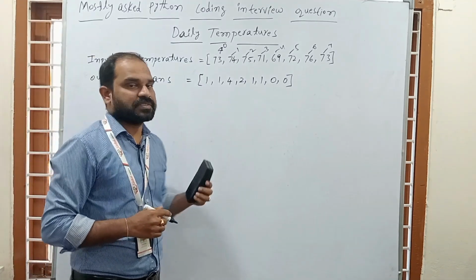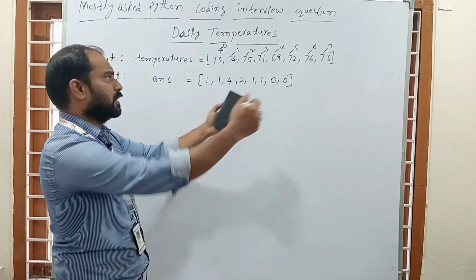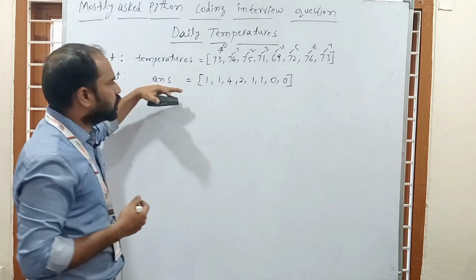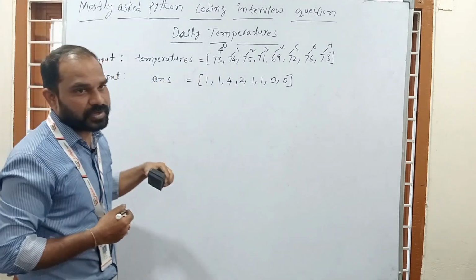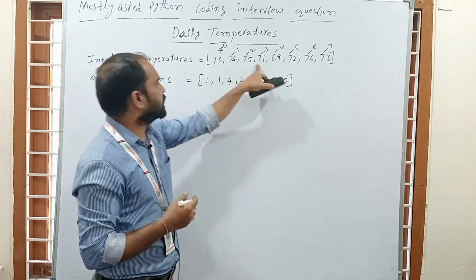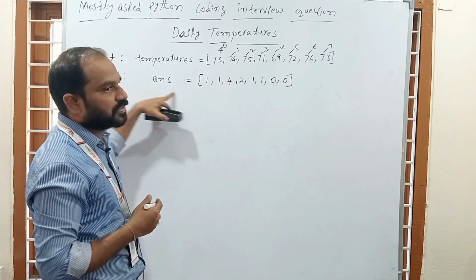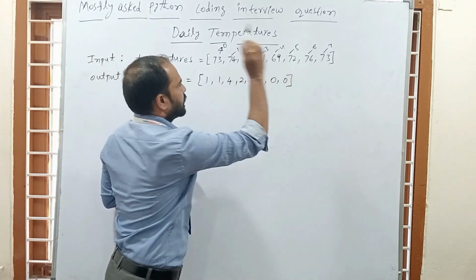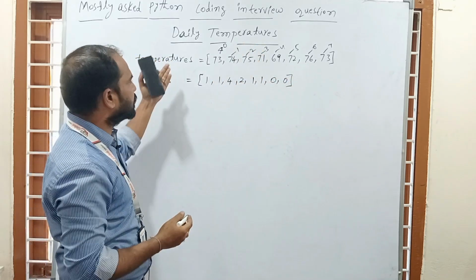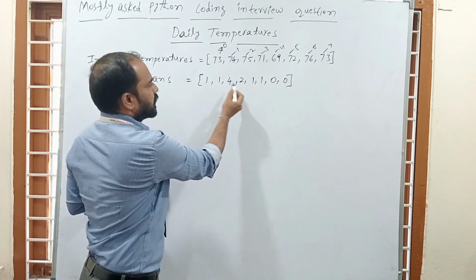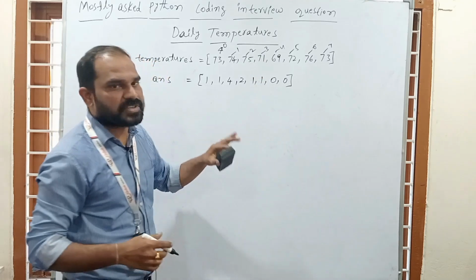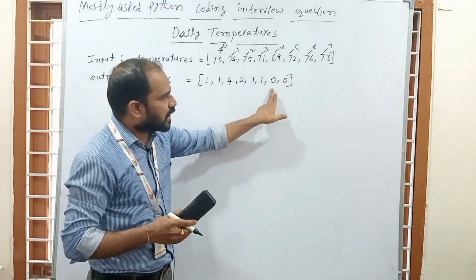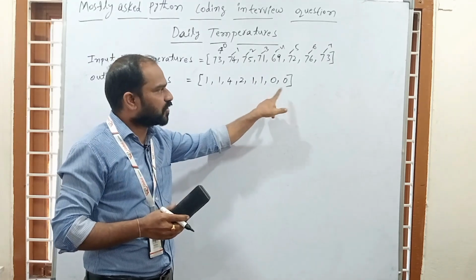So how to achieve this? To achieve this, see here how many elements there are in the input array. Those many elements should be there in the output array. You observe the length of this temperatures is equivalent to the length of the answers, right? So you count 1, 2, 3, 4, 5, 6, 7, 8. So 8 elements are there in the input list, and 1, 2, 3, 4, 5, 6, 7, 8, 8 elements are there in the output list. See, the length should be the same, and the default value is 0.